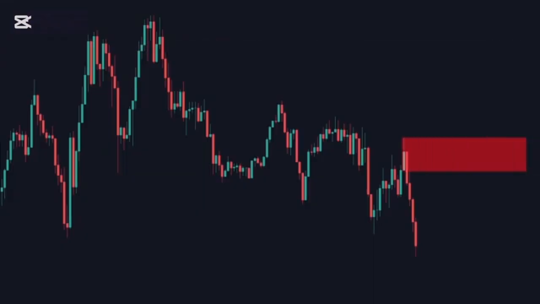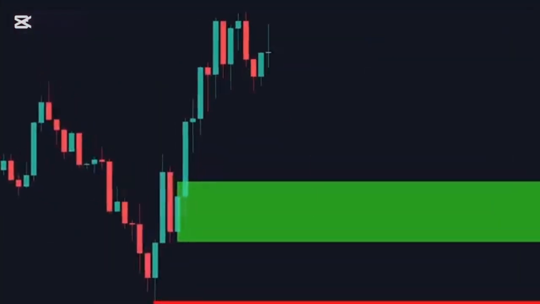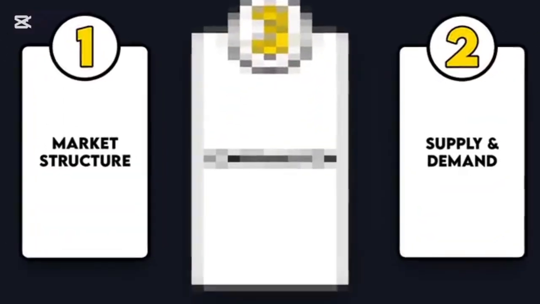But wait, there's more. We got another area of supply, wait for price to come up here again, set your stop loss and take profit, and we got another winning trade. That's the power of this strategy. It's extremely accurate for one, and two, you're only trading in the direction of the trend, which raises the probability of you winning a trade by a lot. So now that you know just how powerful this strategy really is, let's go to the third and final step on how to improve the strategy even more.